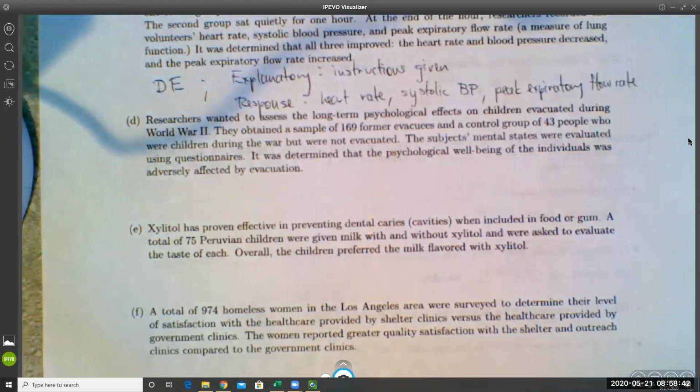It says researchers wanted to assess the long-term psychological effects of children evacuated during World War II. They obtained a sample of 169 former evacuees and a control group of 43 people who were children during the war but were not evacuated. The subjects' mental states were evaluated using questionnaires. It was determined that the psychological well-being of individuals was adversely affected by evacuation.